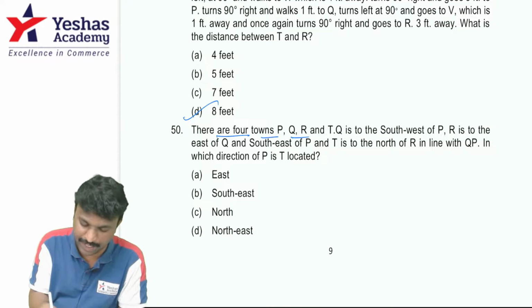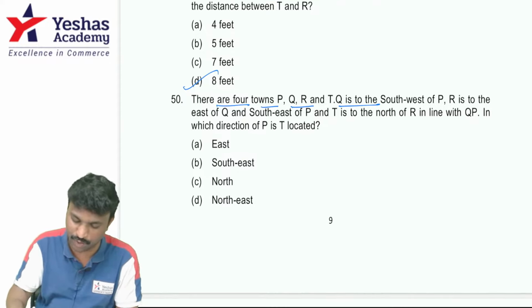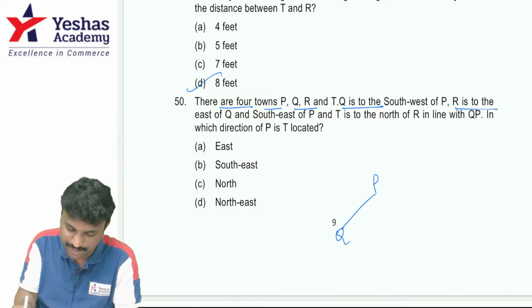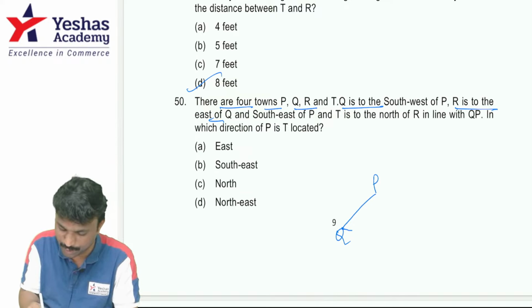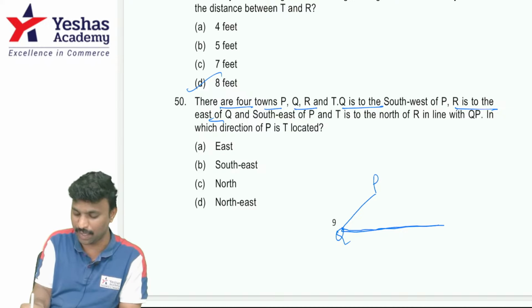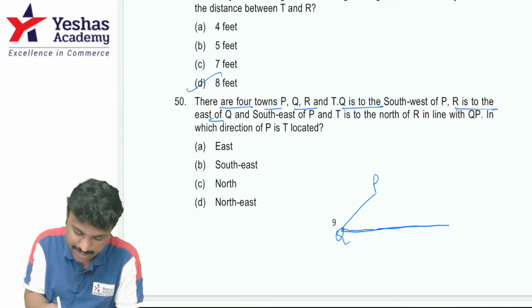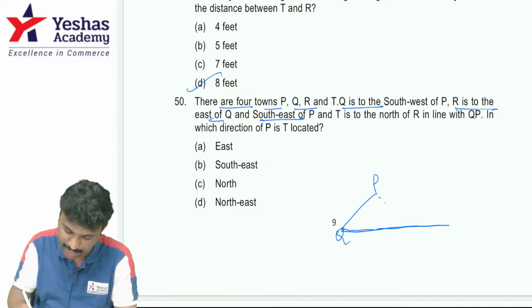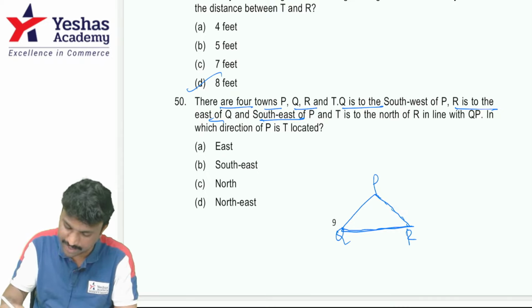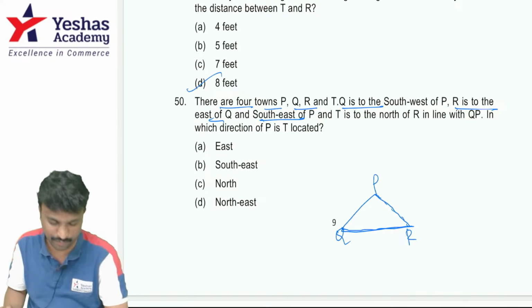There are 4 towns P, Q, R, and T. Q is southwest of P. So with respect to P, where is Q? Southwest. Southwest is here, right? So here is Q. Q is southwest of P. R is to the east of Q. R should be towards the east of Q. That means in line with Q, R can be anywhere. And southeast of P. From P, R should be southeast. That means here R comes. Correct? Here is R. Clearly, R is east of Q and southeast of P.